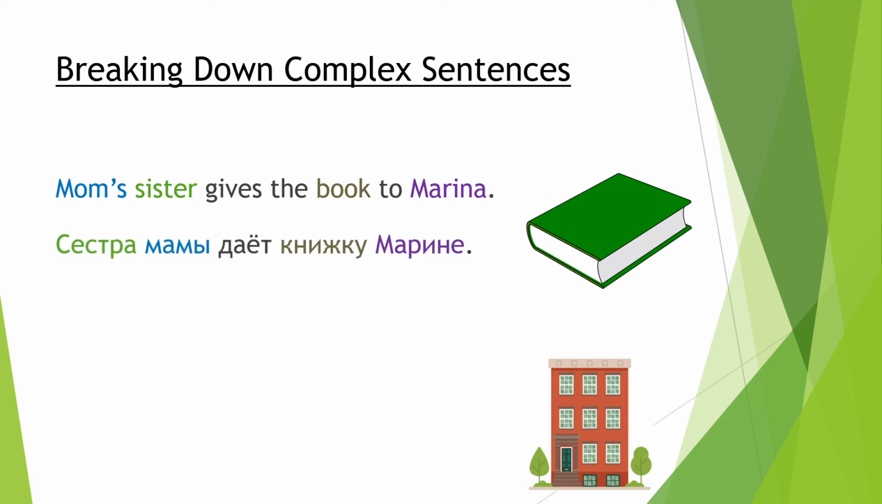Сестра мамы дает книжку Марине. Okay? Сестра мамы дает книжку Марине. Remember, to Marina, that part can go just about anywhere. Right? Сестра мамы Марине дает книжку. That's fine. The only part where the order really matters is that sister comes first, then mom. Okay? So, сестра is nominative, мама is genitive, книжка accusative, and Марина dative.